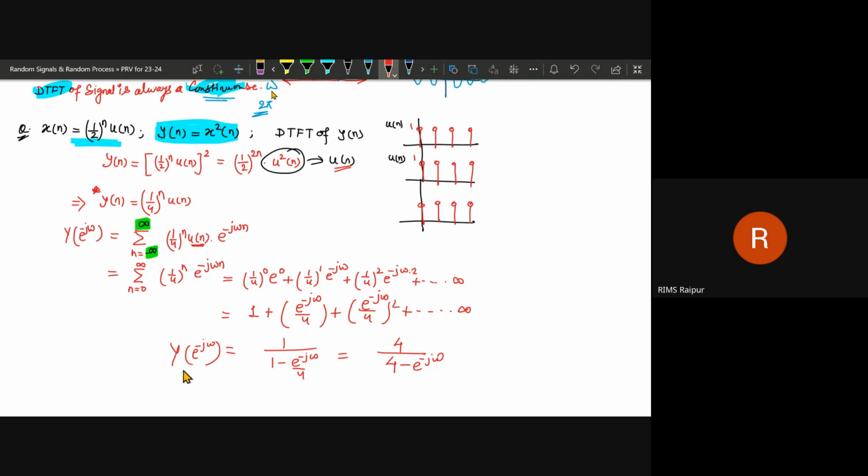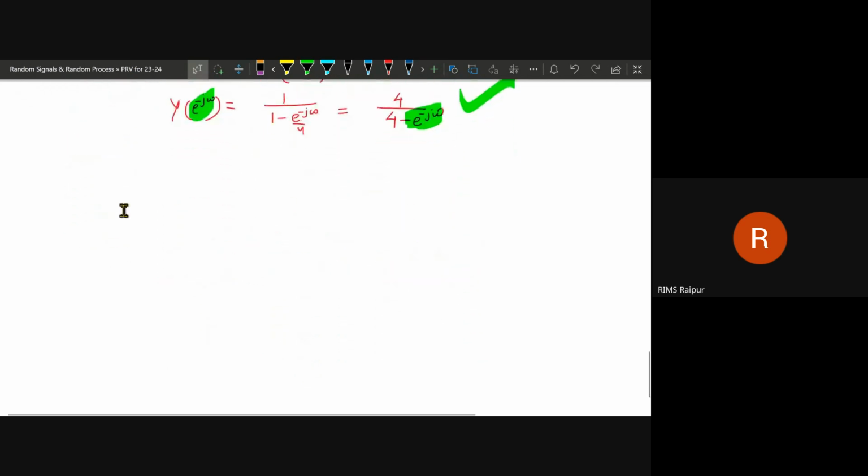Also, what you can do is simply calculate the Z transform of this sequence, and after calculating that Z transform, just replace z with e raised to power minus j omega. You will get the same answer. Correct? So this is the DTFT. Now let's move to another topic, that is DFT, discrete Fourier transform.